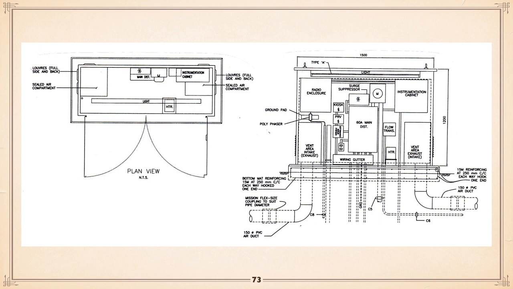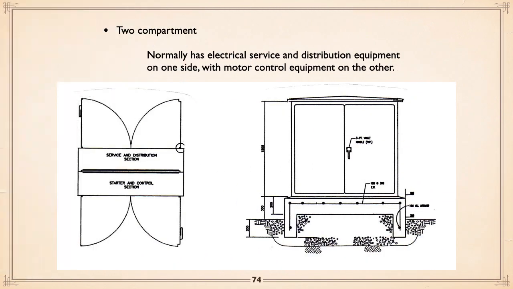Now, they're more commonly two-chamber. What does a two-chamber do? You basically have a front and a back. The back is used for your service and distribution equipment. The front is used for starter and control equipment. And that's your typical kiosk that would be used for, say, submersible sewage pumps.